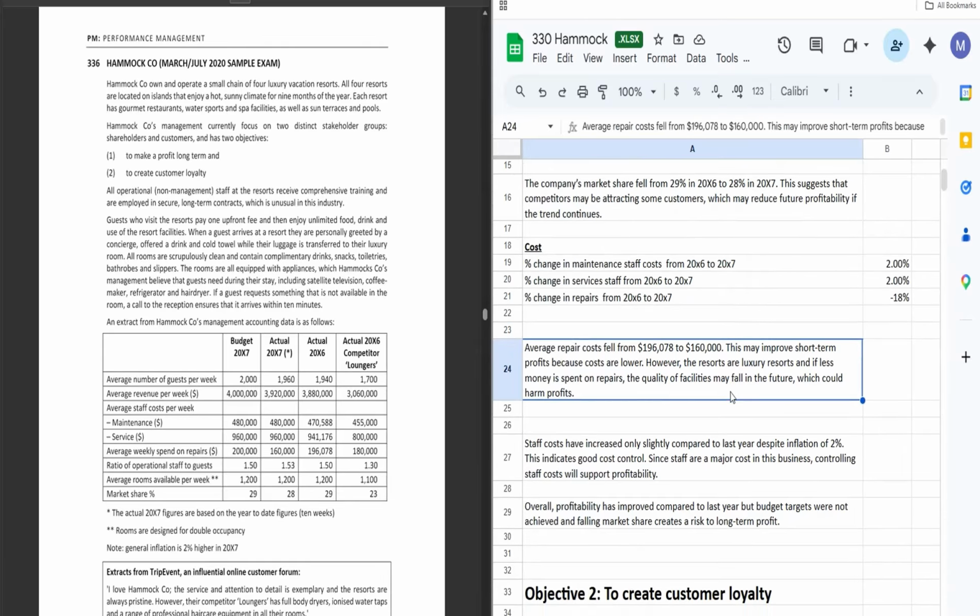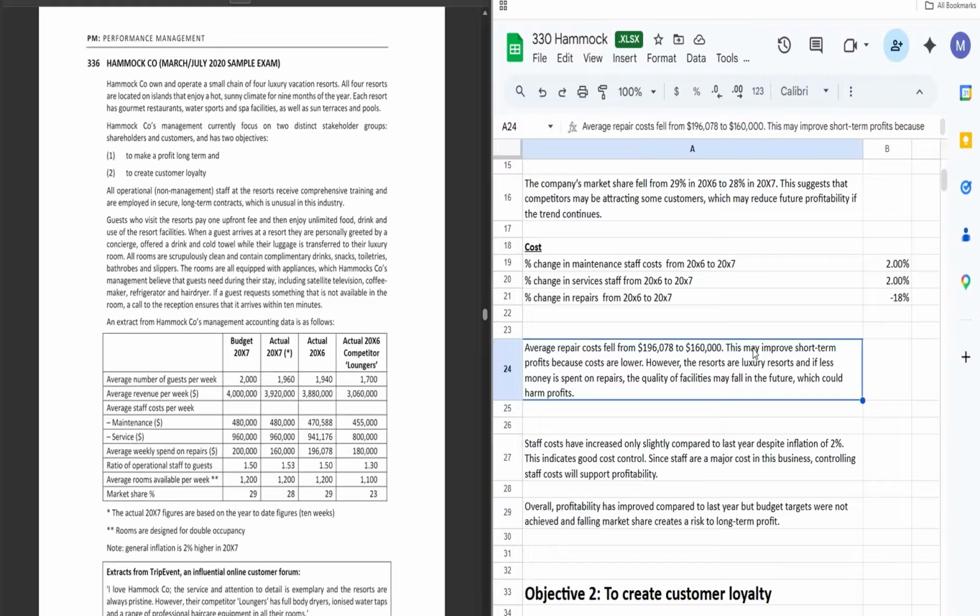So average repair cost fell from 196,078 to 160,000. You can see the table which has been provided in the question. So this may improve short-term profits because costs are lower. Obviously it will improve because we are just reducing our repair cost. But why are we reducing it? Every time a customer or guest visits the hotel or resort, there is wear and tear cost, so we are just reducing that cost.